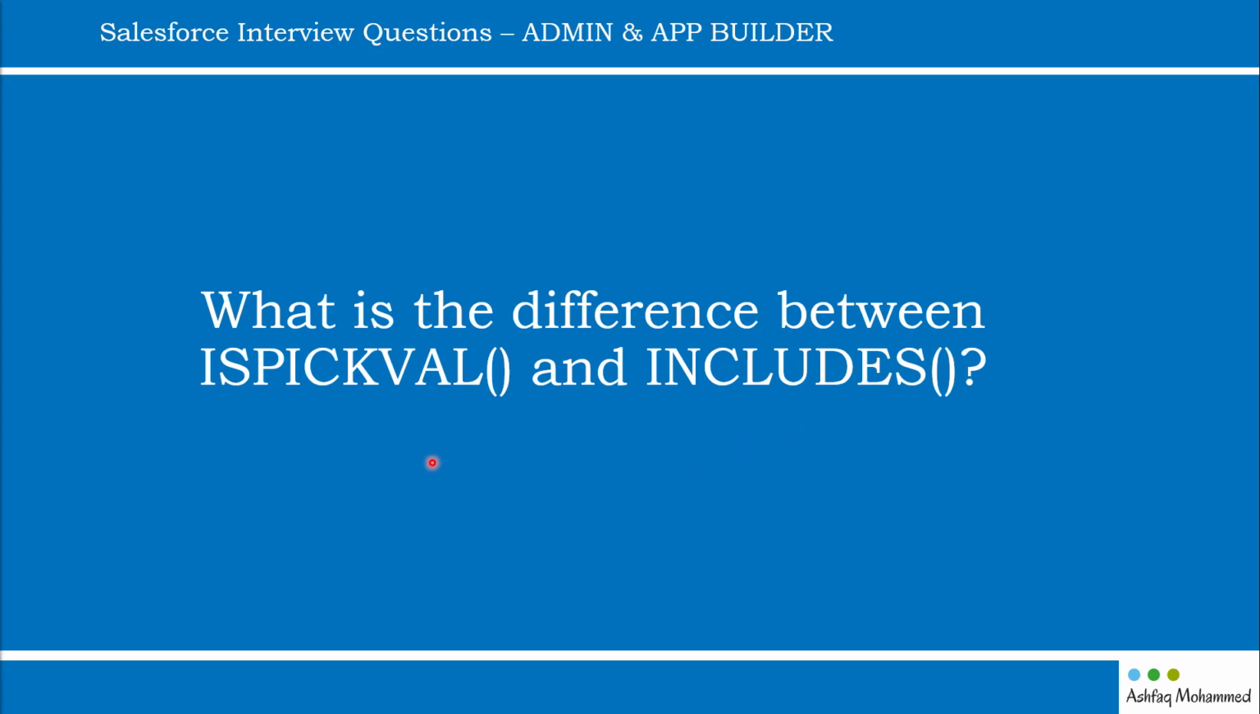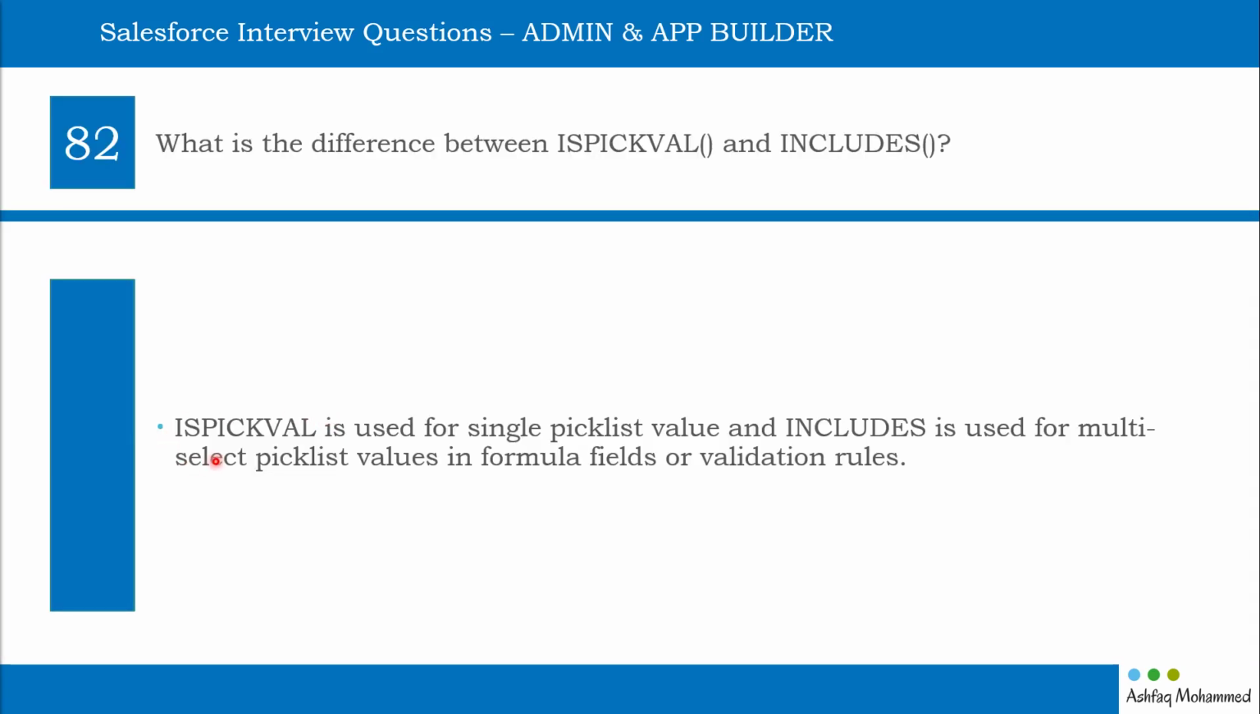In the initial days when admins or developers onboard into a Salesforce role, they make a lot of mistakes in this one. So let's see the difference between ISPICKVAL and INCLUDES. ISPICKVAL is used for single picklist values. If I want to write a formula and use a picklist value in it, let's say I have a picklist called city, with multiple cities in it. That is a single picklist value.